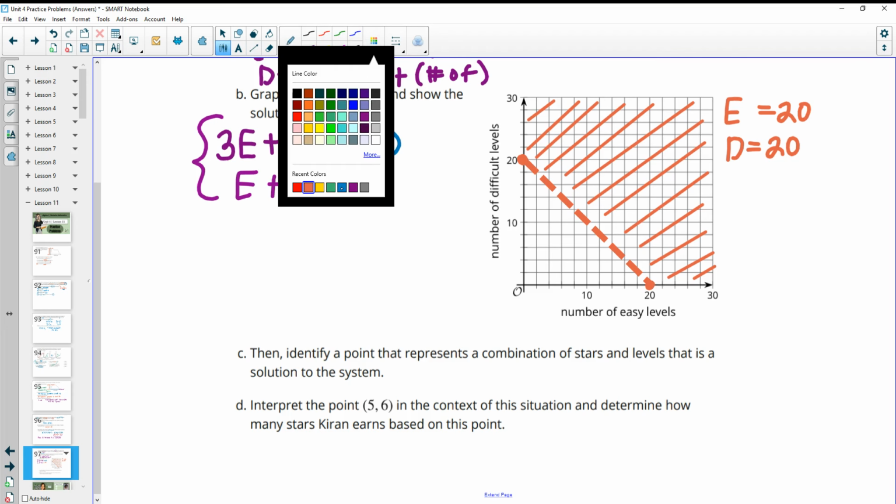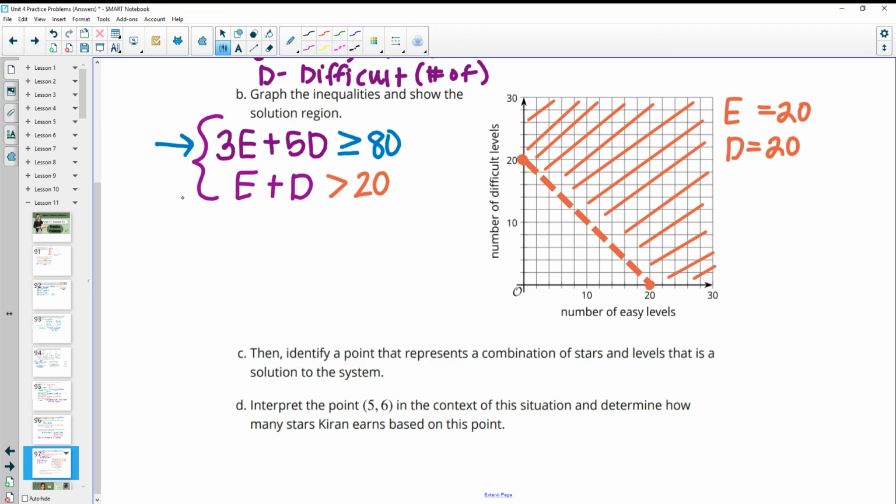Then I'm going to graph this equation. Okay, so this top one, doing intercepts again. So if he only completed easy levels, he'd have 3 stars per easy level. So we divide by 3. And so he would need to complete 26.6 repeating levels. So obviously that doesn't make sense. You can't complete a partial level, but we'll plot it nonetheless. So this is 20. There's 5 spaces in between. So this is 22, 24, 26, 28, 30. So he's going to be at 27 approximately if he only completed easy levels.